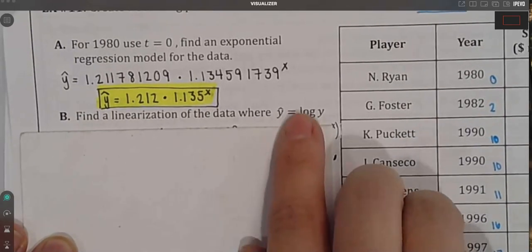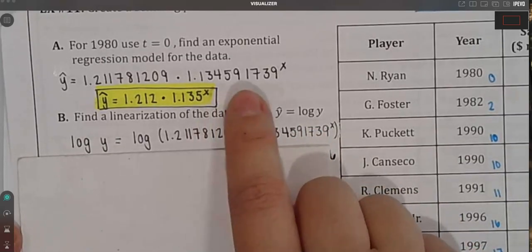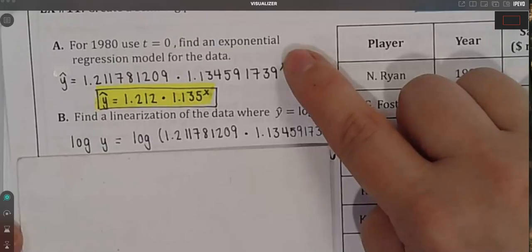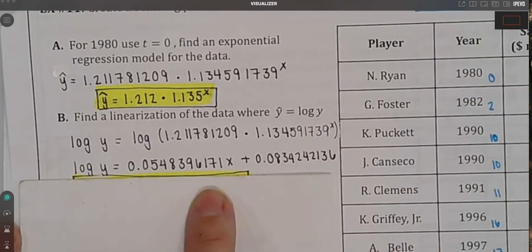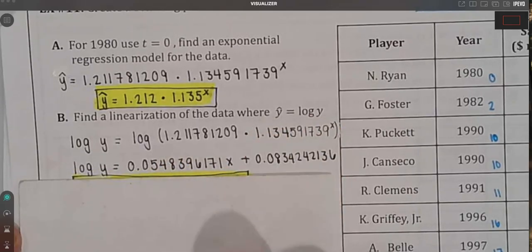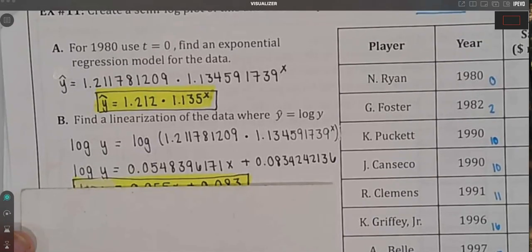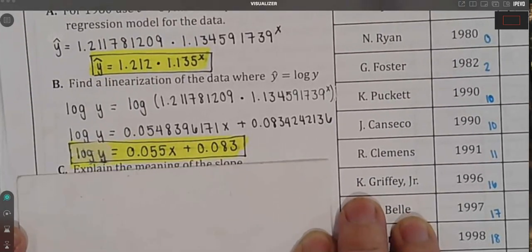Final linearization, we're going to use common log. So this is what we have. And remember, because I'm working with this, I used all my decimal places. I took log of both sides. This is added. The x comes down in front. Here we go.